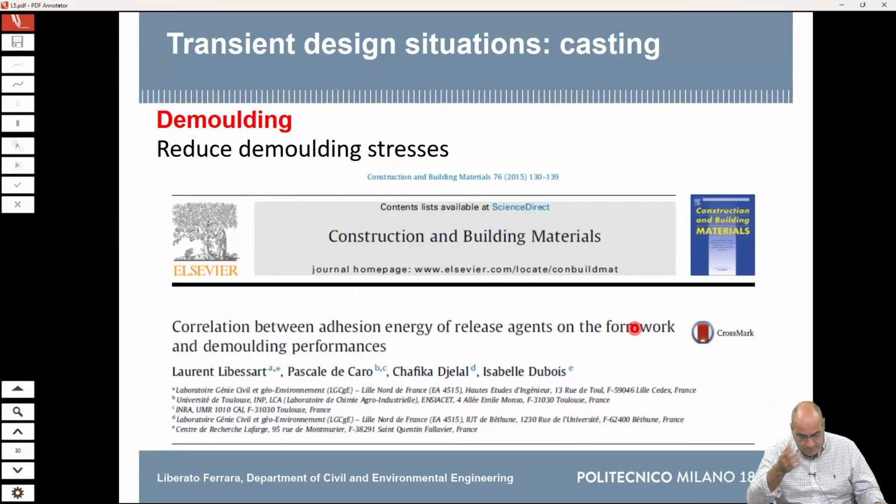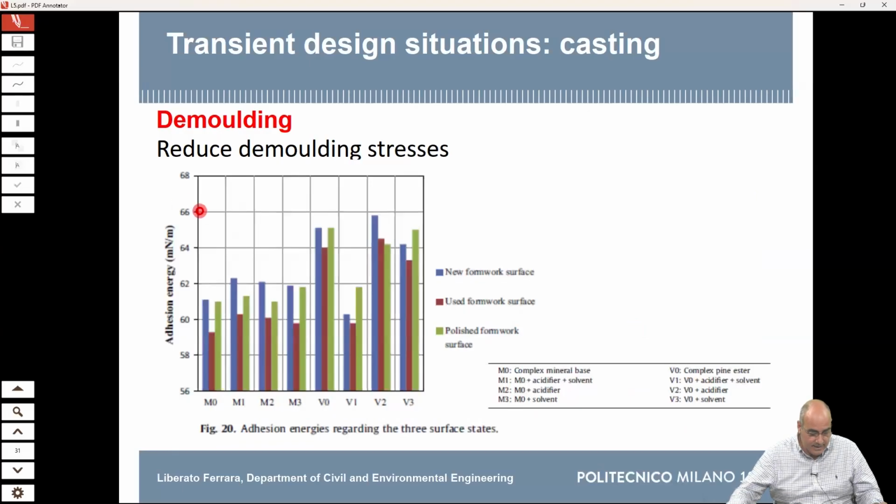And you see this, you can find it. I put the paper, it's about 10 years old, but you can find it on the web. And in this paper, they measured the adhesion energy. You see here, the blue is a new formwork surface. The red is used formwork surface. Well, obviously, if you use the formwork, the adhesion diminishes. And polished formwork surface. And they also use different kinds of demolding agents with some additions.